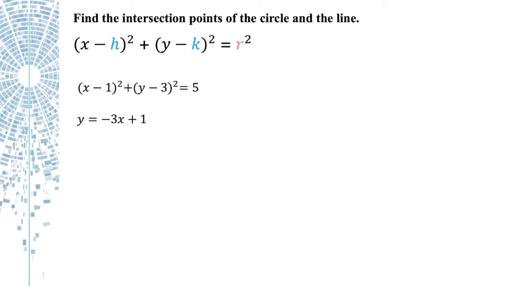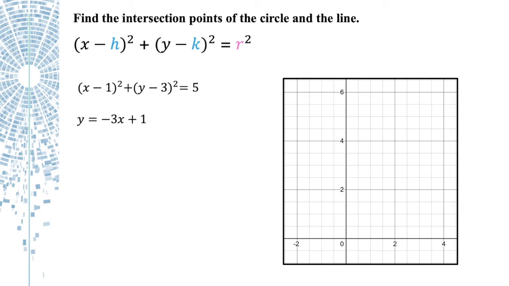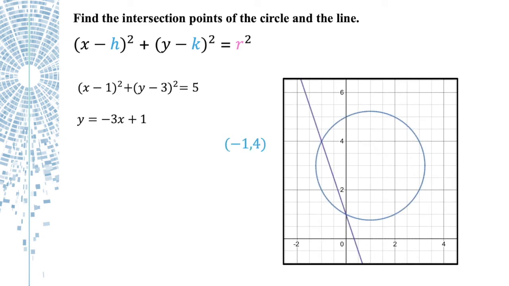We're going to find the intersection points of a circle and a line. So we've got the circle of (x - 1)² + (y - 3)² = 5, and the line y = -3x + 1. Now you can do this algebraically, or you could graph it. So let me show you how to do this if we graph it. First thing we're going to do is plot each of those things, the circle and the line. So (-1, 4) is that point right there, and (0, 1) is that point right there.